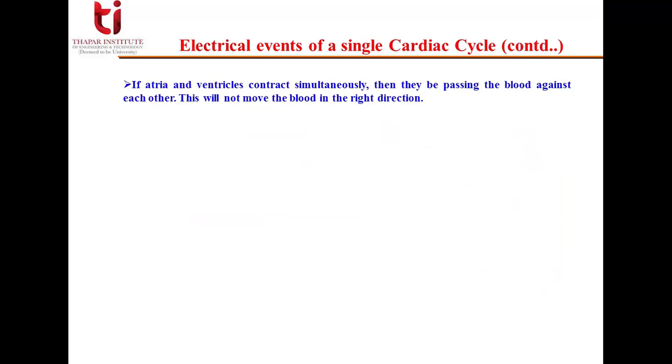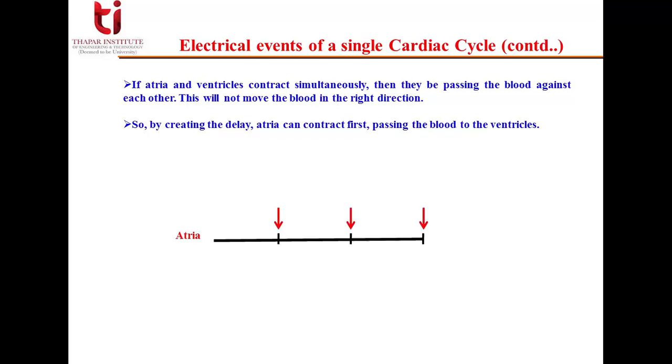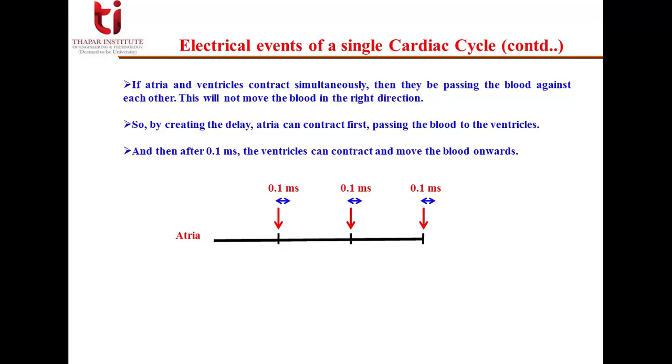If atria and ventricles contracted simultaneously, they would be passing the blood against each other. This would not move the blood in the right direction. So by creating the delay, the atria can contract first, passing the blood to the ventricles. After 0.1 second, the ventricles can contract and move the blood onwards.